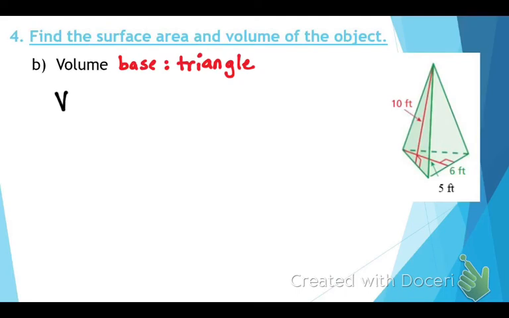So guys, what's the formula? 1/3 B, capital B. Okay, thank you for remembering capital B. All right, Kaylin, 1/3 times the capital B. What am I turning that into?